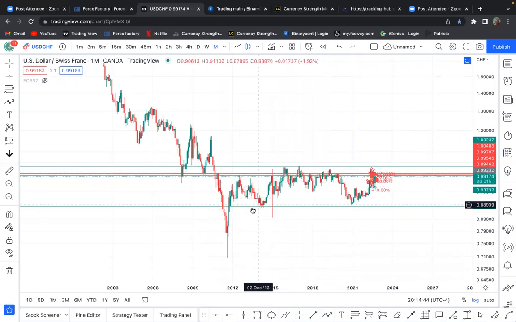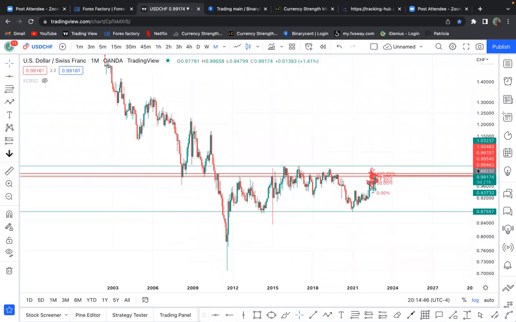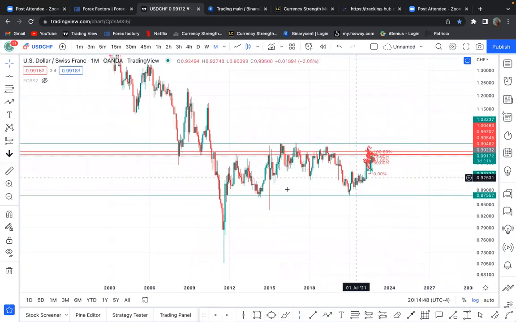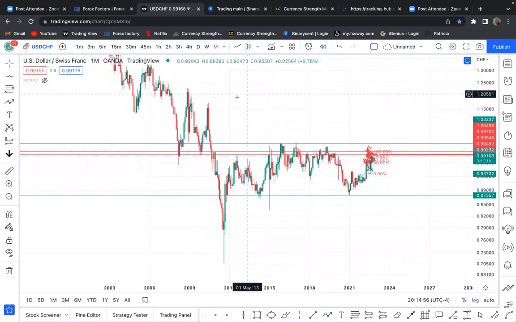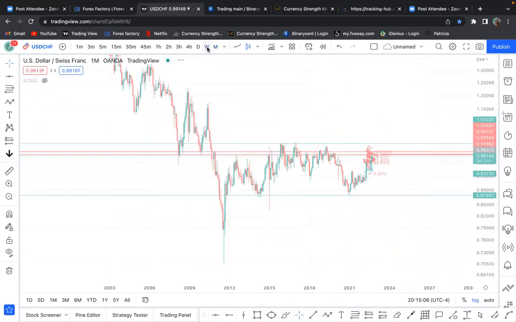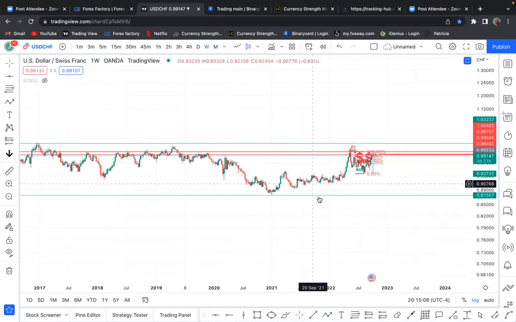And then below is the support of the range. Okay, the lower point of the range. So now market is at the resistance, meaning I will be looking for sales. So now this is the monthly time frame. This is not where I get my trades from. Okay, I just like to see the overview of what is happening in the market on a higher time frame before I go down. So the next thing I did was go to the weekly.